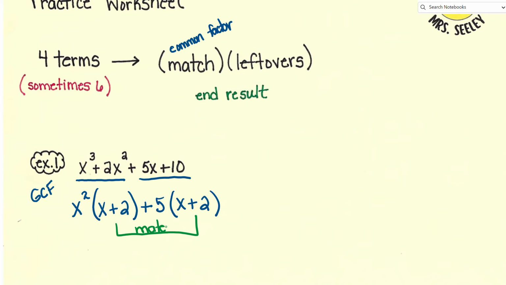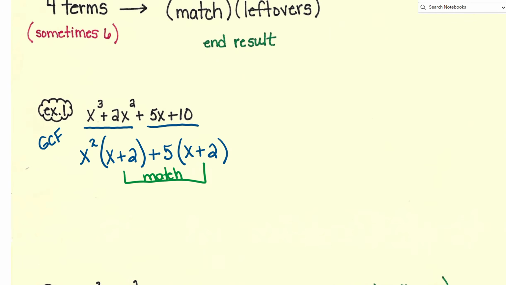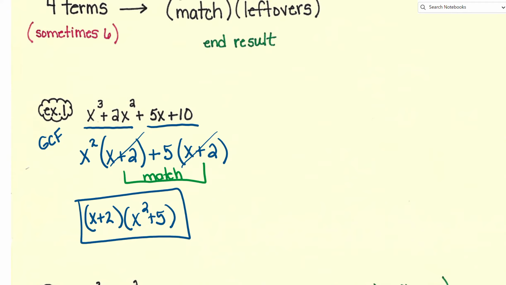And again, we said the match is just really a common factor that both have. So write down your match, which is x plus 2, and then write down what you're left over with. If it's helpful to you, kind of just cross out that match because you took it out, the common factor of both, and you have x squared plus 5 that's left over. And you have factor by grouping.